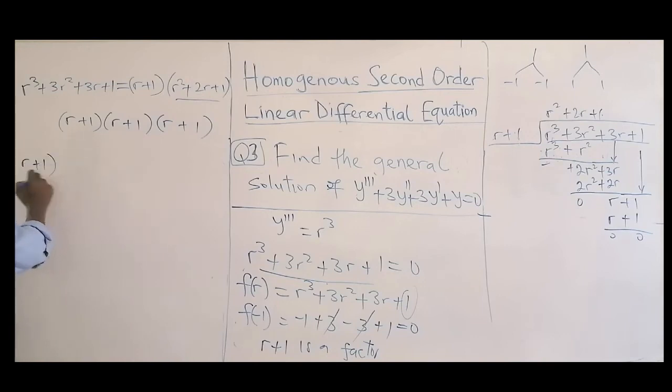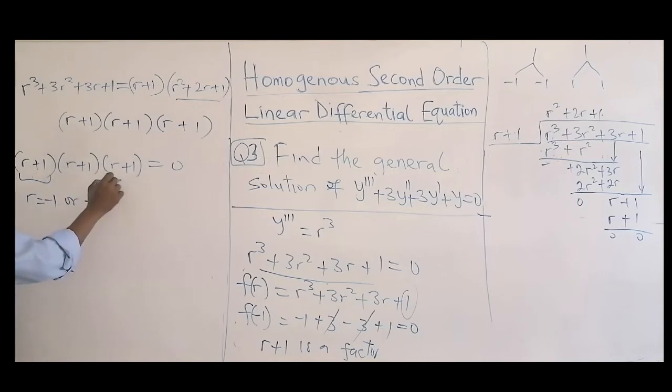That's equal to r plus 1, into bracket r plus 1, into bracket r plus 1 is equal to 0. Okay, and this implies that from here, r plus 1 is equal to 0, so we have r equals minus 1 here. Here also r is minus 1, and here too. Let's see how we can get our general solution. r1 equals r2 equals r3, and they are all equal to minus 1.